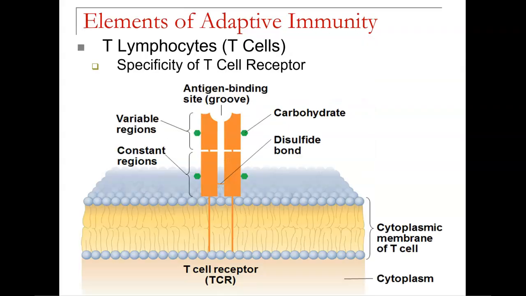Now going into T lymphocytes, or what we call T cells. The T lymphocytes are going to be produced in the red bone marrow, and they mature in the thymus, so that's where they get the T from. They're going to circulate in the lymph and the blood and migrate to the lymph nodes and spleen. T cell receptors are going to be found on the cell membrane, and they're going to bind to sites that are going to be complementary to the epitopes.